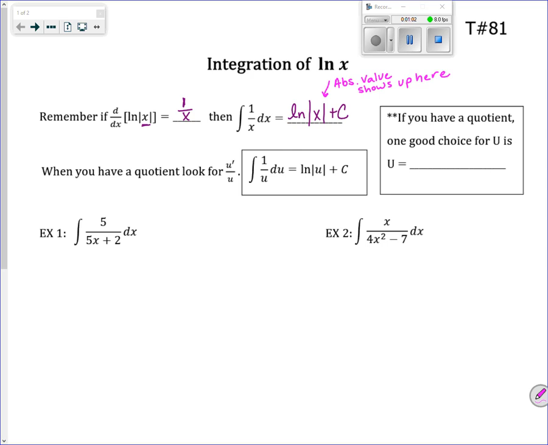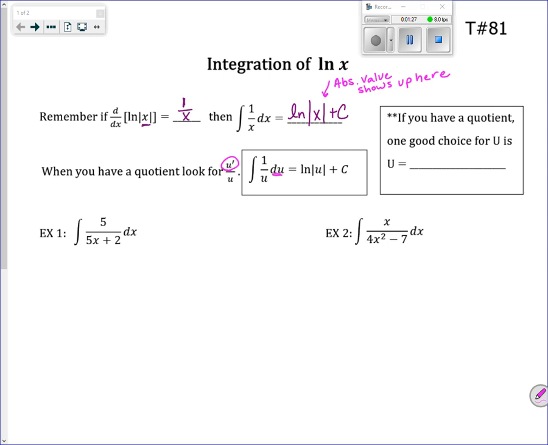And this should make sense because, again, when you have a quotient, look for u prime over u, and I want to be very clear that I can say u prime over u. This u prime is like du, okay? So if I say du over u or 1 over u du, all of that's the same thing.